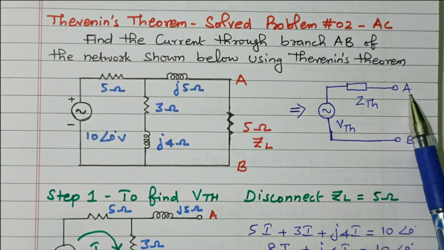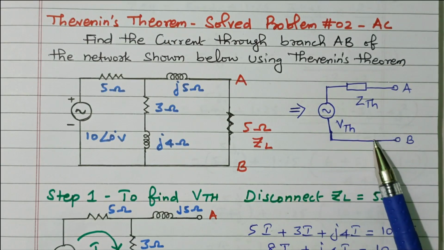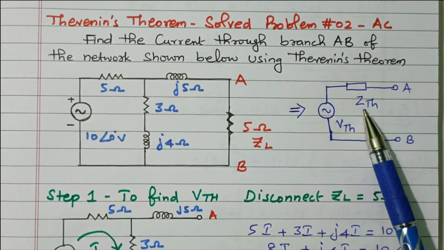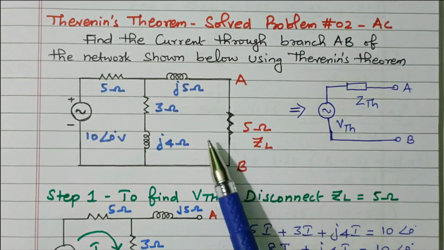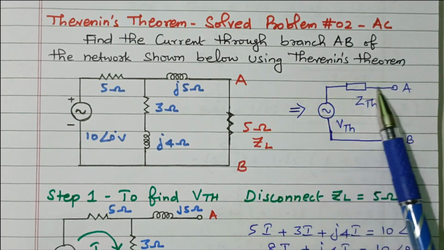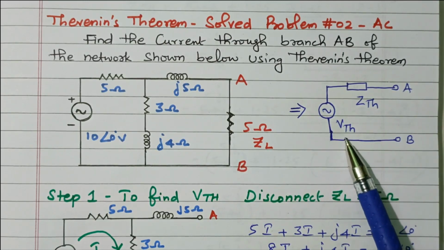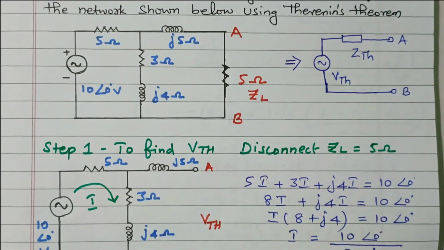Yes, this is terminal AB, where the 5 ohm is there. So we can easily calculate the current flowing through this load terminal. Current I equals V Thevenin divided by Z Thevenin plus ZL. So that is the important aim of Thevenin's theorem: a complicated circuit is converted into a simplified circuit. Now, first we will find the V Thevenin, then we will go for Z Thevenin.